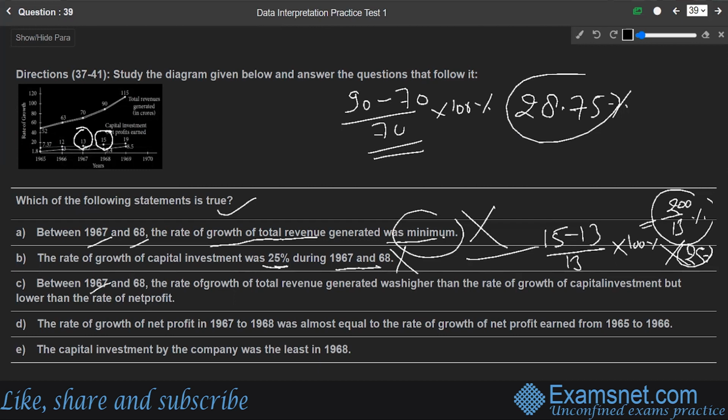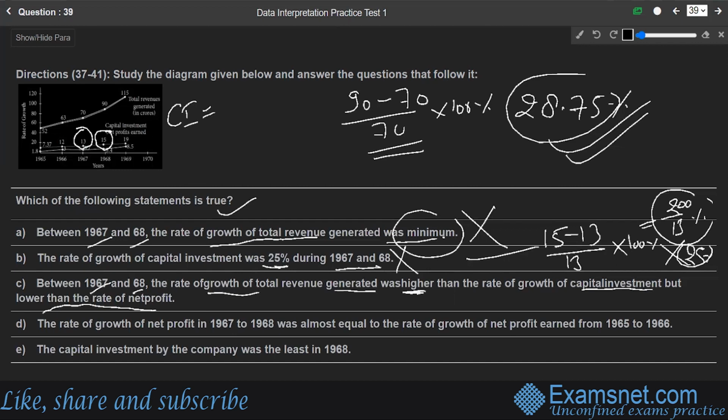C: Between 1967 and 68, the rate of growth of total revenue generated was higher than the rate of growth of capital investment, but lower than the rate of net profit. Okay, we have to compare. The total revenue generated between 67 and 68, the rate we have already calculated, is 28.75%. We have to compare this with the rate of growth of capital investment between 67 and 68.